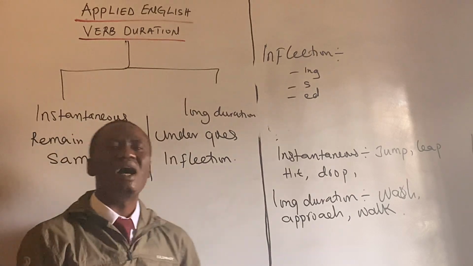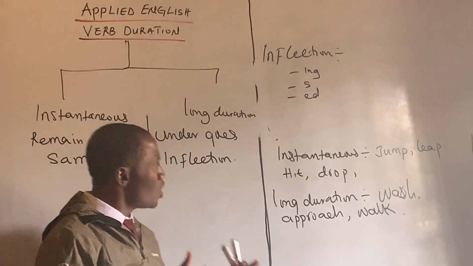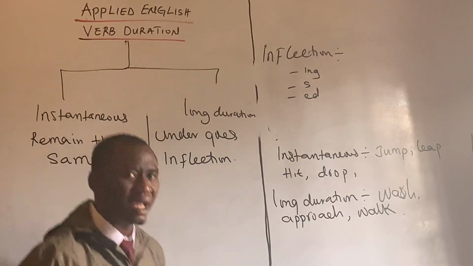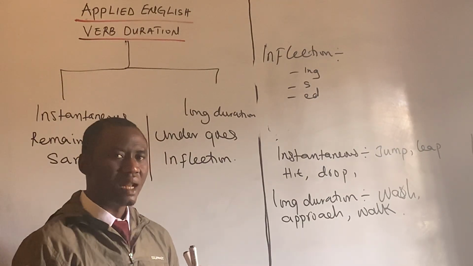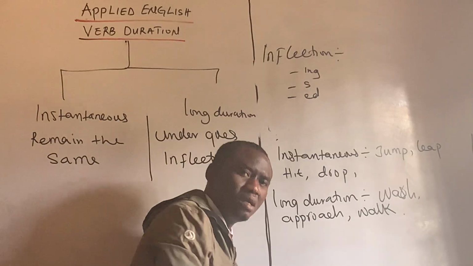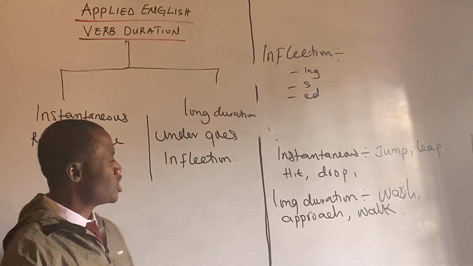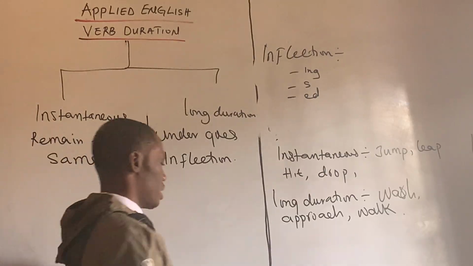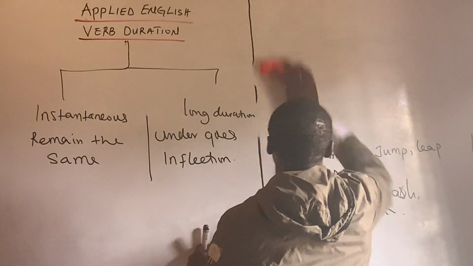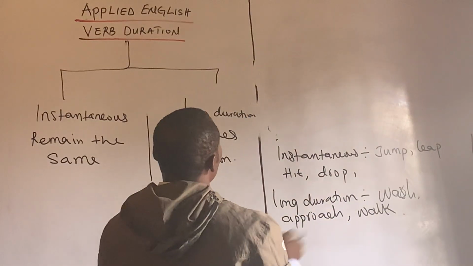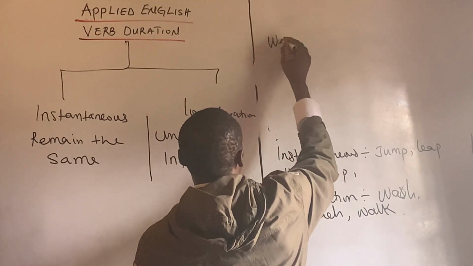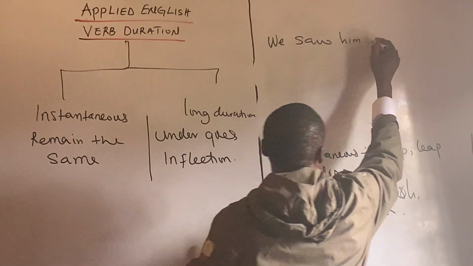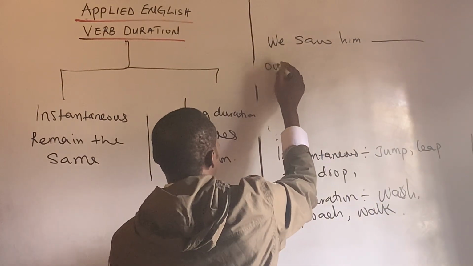Now, let's give some examples. Notice that instantaneous verbs are verbs that are done in an instant, like jump, very quick, like leap, very quick, like taking a salute, very quick, like dropping something, very quick. All right, now let's give an example. We saw him dash over the fence.